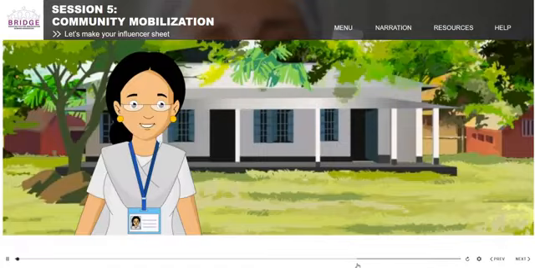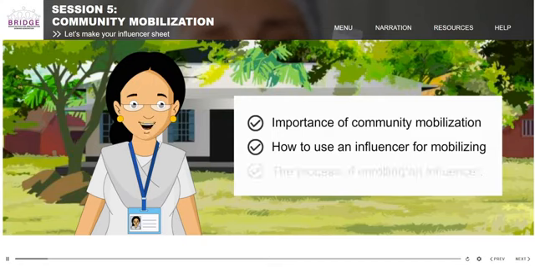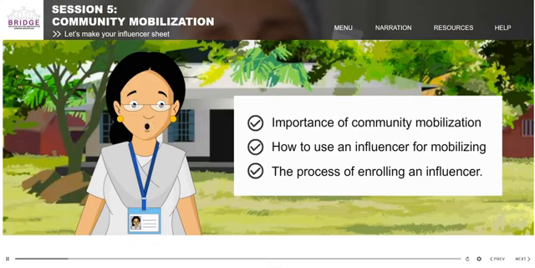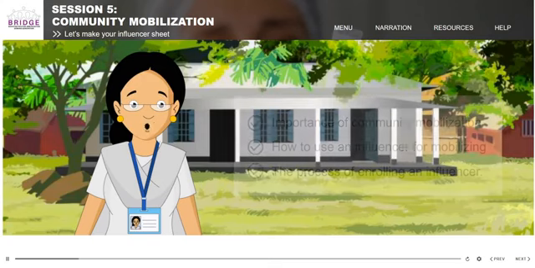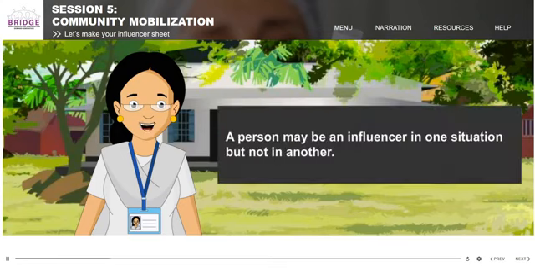We have learned the importance of community mobilization, how to use an influencer for mobilizing, and then the process of enrolling an influencer. We now come to the final part of this session. We must understand that all influencers cannot be used in all situations. A person may be an influencer in one situation but not in another. Influencers need to be selected as per the barrier, and then we must communicate with them to enroll them.